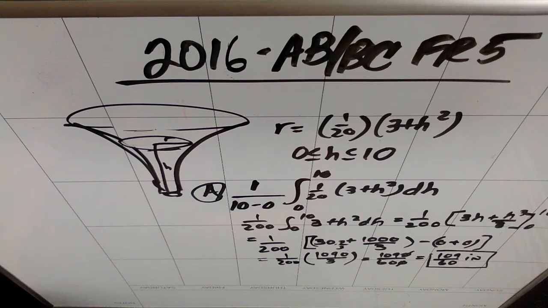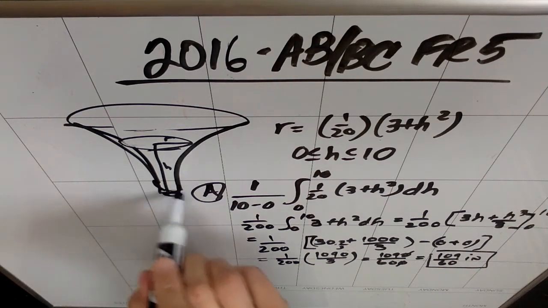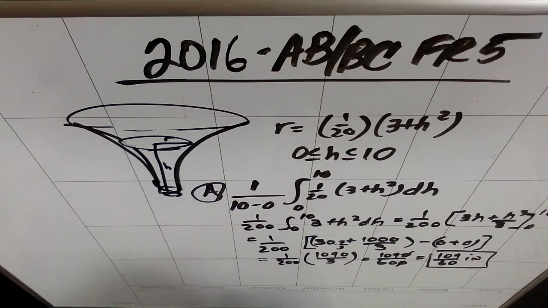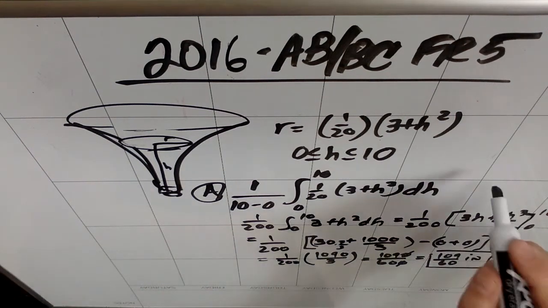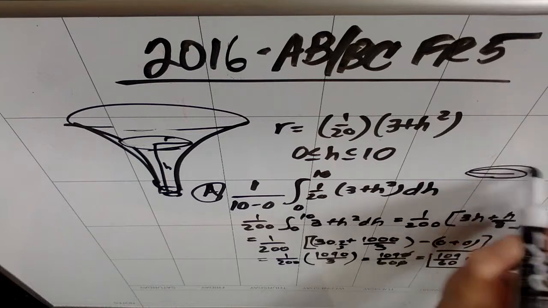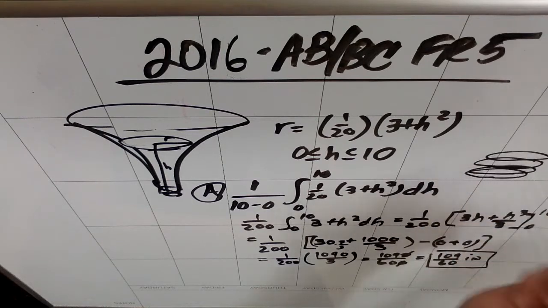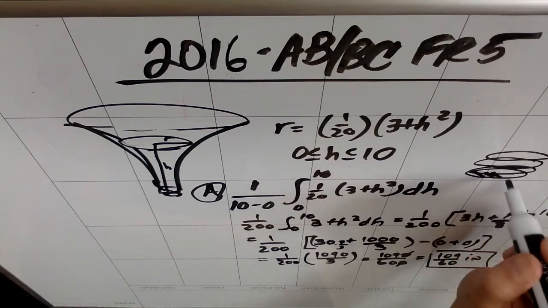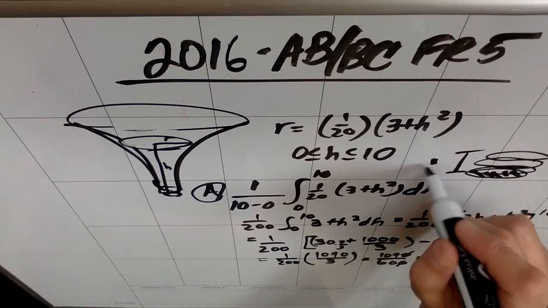Part B, find the volume of the funnel. Okay, so the volume of the funnel is going to be something we get from adding up every little cross section. So it's sort of like the volume of a cylinder. A cylinder is like a stack of CDs. Not that any of you probably still listen to CDs anymore, but you'd find the area of one CD and then you'd times by the number of CDs.